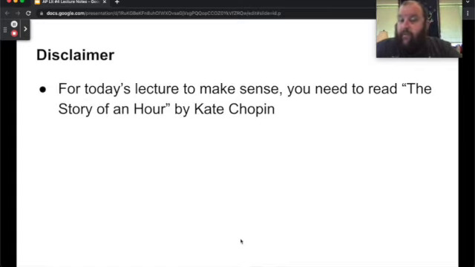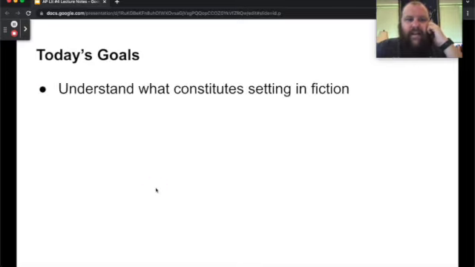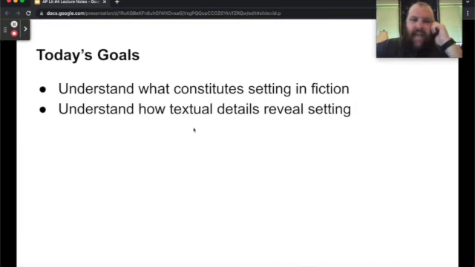And if you're reading it for the first time, if you're just jumping in for this video, look for details related to setting. If you're one of my students or you've been following the lectures in order, we've already looked at character. And so now you can add the next layer of analysis, which would be looking at setting. All right. So today's goals are these. We're going to understand what constitutes setting in fiction, and understand how textual details reveal setting.